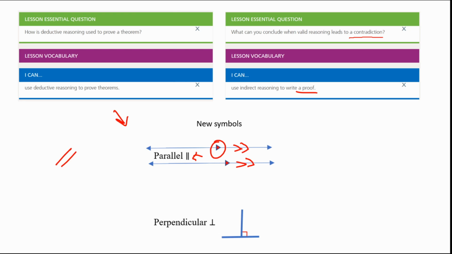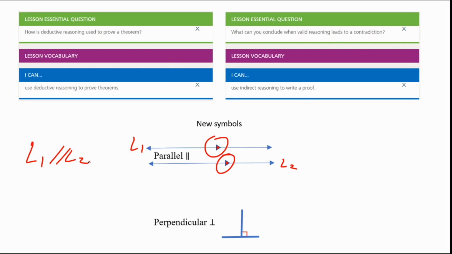So let me show you what that would look like. So let's define this as line 1. And this one is line 2. Because of these marks right here, and they're the same number, I can say line 1 is parallel to line 2. And parallel just means they will continue, since they're lines, we know they continue forever in both directions. But parallel means on a flat surface, they will never intersect.